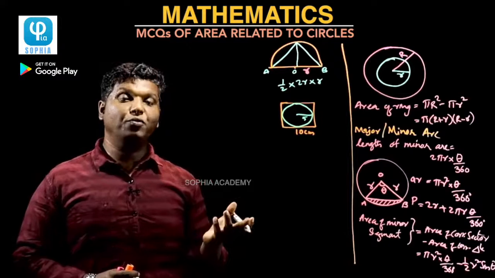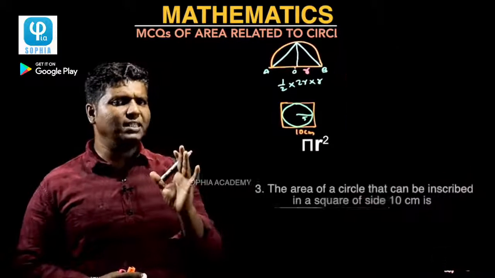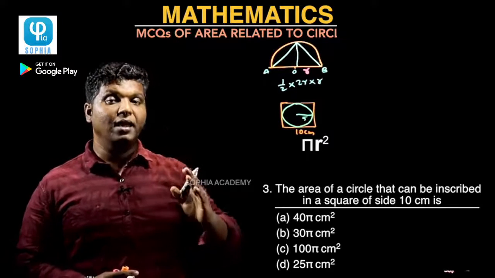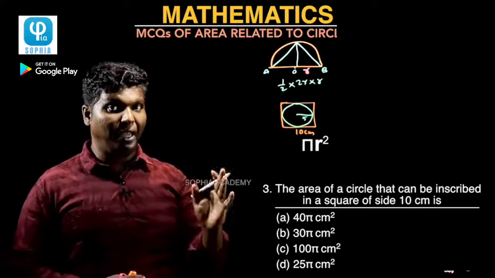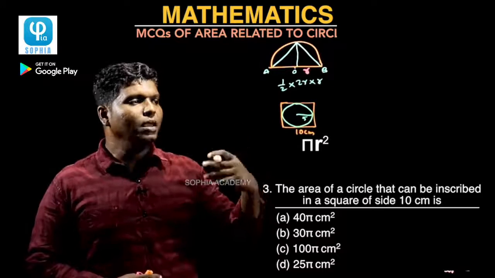Now, what is the equation to find the area of the circle? Pi r square. See the options here. What are the options given here? 40 pi, 30 pi, 100 pi, 25 pi. So everything is in pi, so there is no need to substitute the value of pi. Just give it in pi itself.